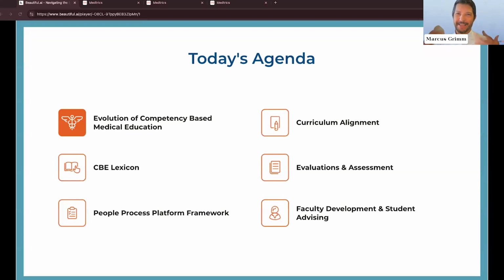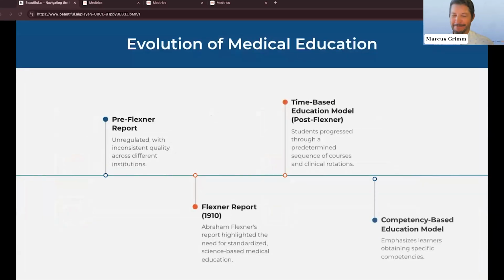I do want to talk about this evolution of medical education because these days it seems like we always talk about competency-based learning, but Tosh, as you've shared with me and taught me, it wasn't always that way. So let's set the stage here. How did we get to the point of where we are today?